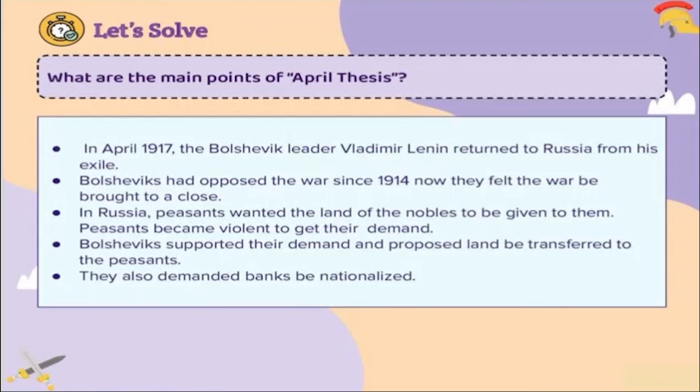First point of the April Thesis. Second, peasants should be given their land, and nobles should not have the land anymore. It should become social, right? And peasants became violent to get their demand. So that was the second point. The first was the war to be withdrawn. Second was lands to be given back. Third was that they demanded banks to be nationalized. Nationalized means banks will be controlled by the government.